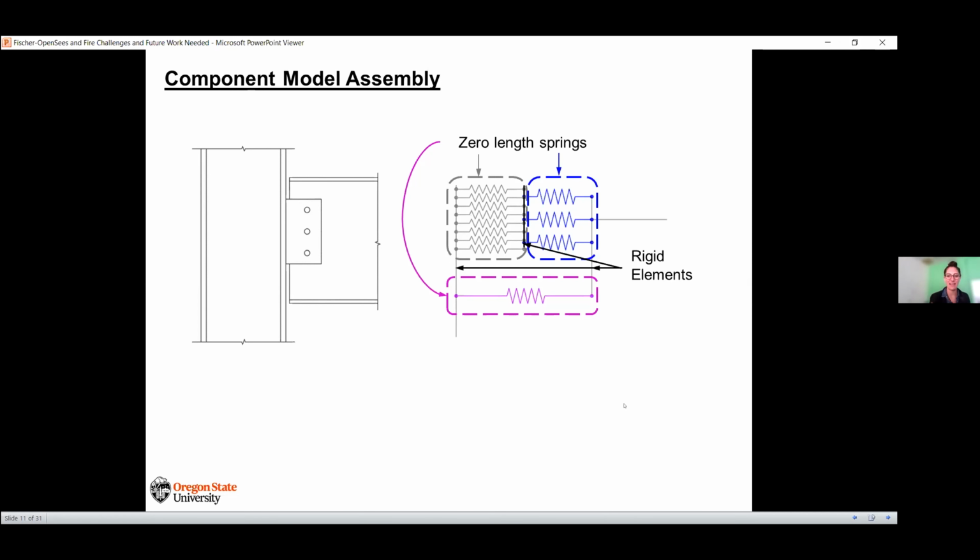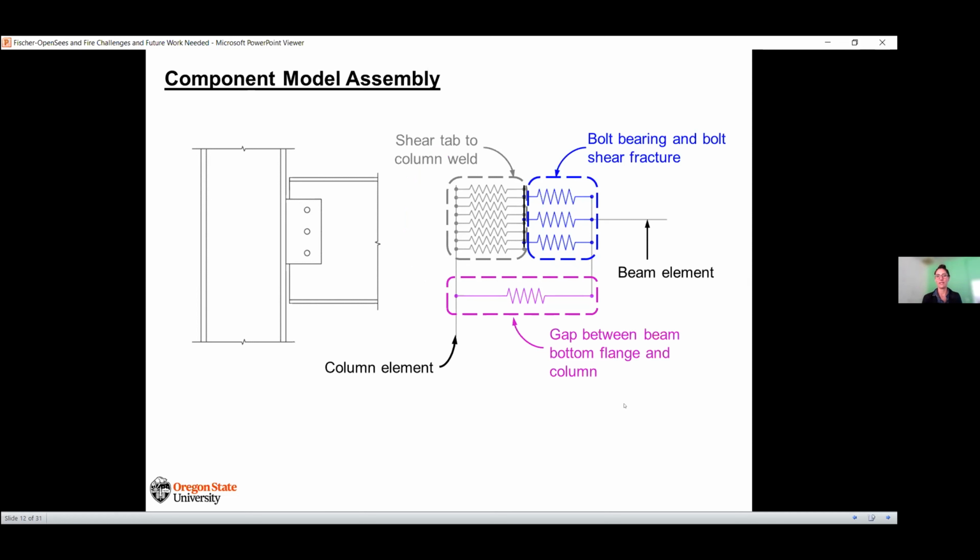So we can simulate that gap closing on the bottom. We can simulate bolt bearing and bolt shear fracture, as well as potential unzipping of that weld during the fire itself. We did perform a sensitivity analysis on how many springs we actually need to include for that column weld. I'm not going to present that today. That can be another presentation. But with all this, there's a lot that went into sleuthing out how to actually assemble this together and what these force deformation relationships are.